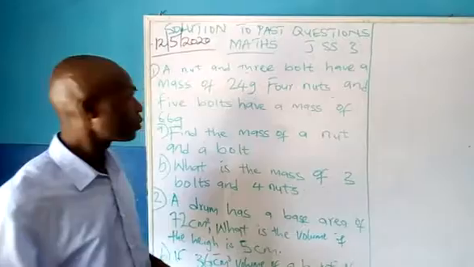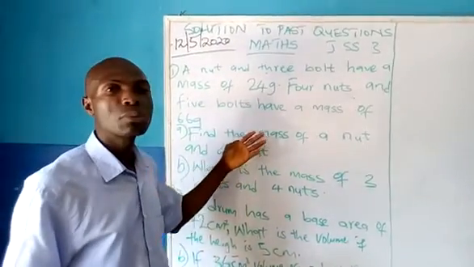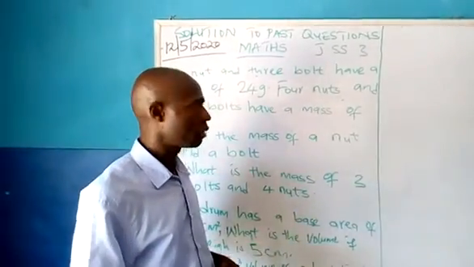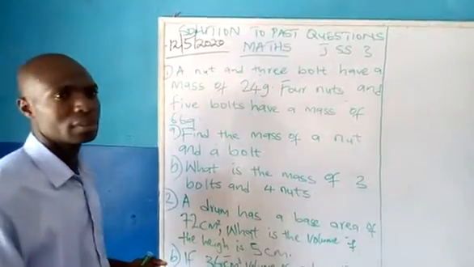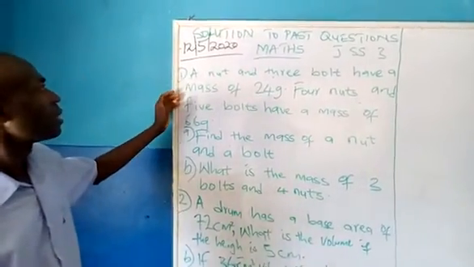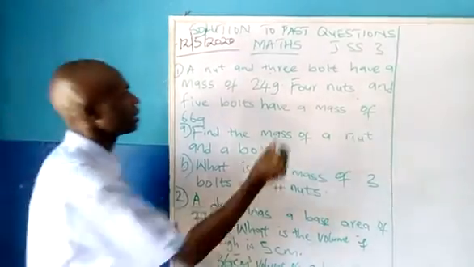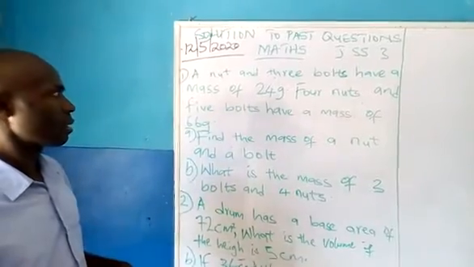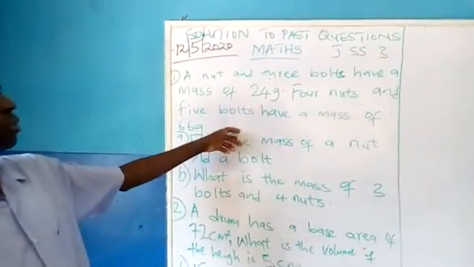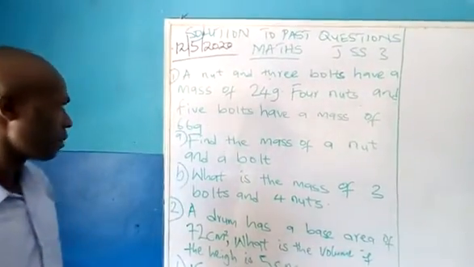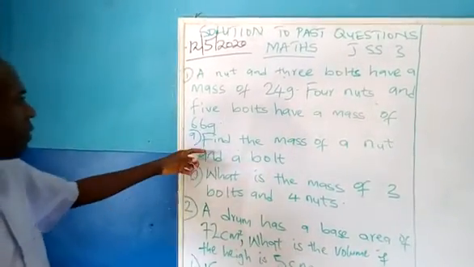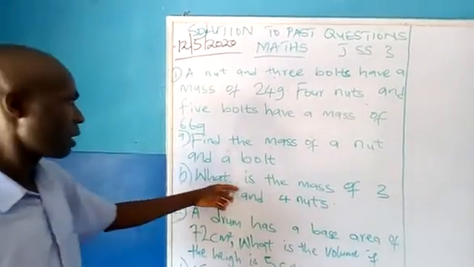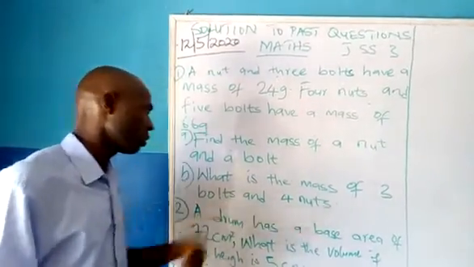So today we are still going to solve some of the past questions, just like the ones we did before. Today we have two questions on the board. Number one: a nut and 3 bolts have a mass of 24 grams. 4 nuts and 5 bolts have a mass of 66 grams. Question 1: find the mass of a nut and a bolt. Question 2: what is the mass of 3 bolts and 4 nuts?